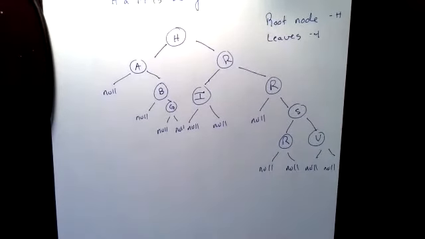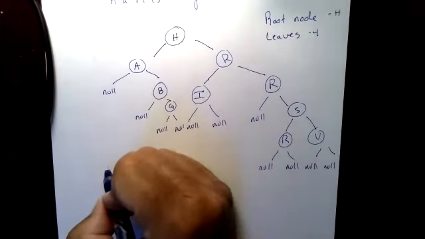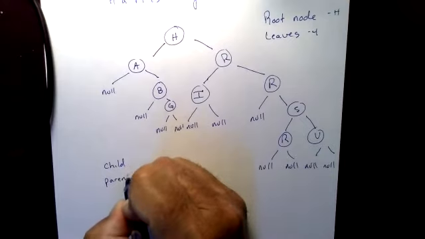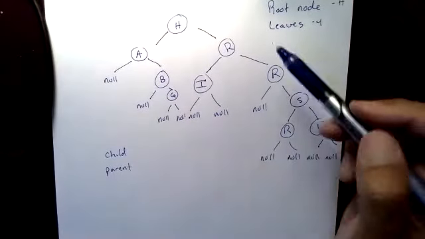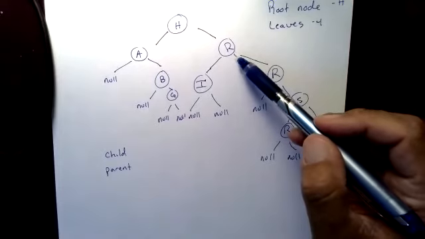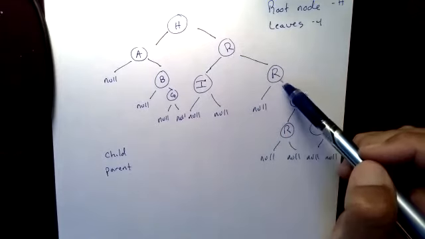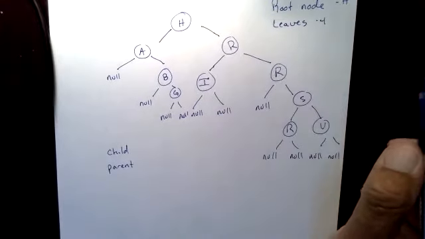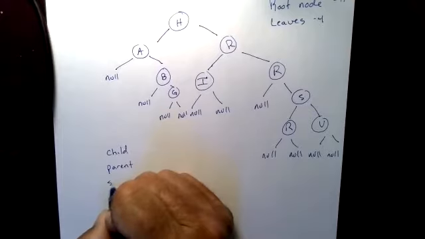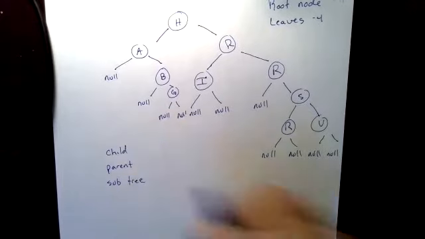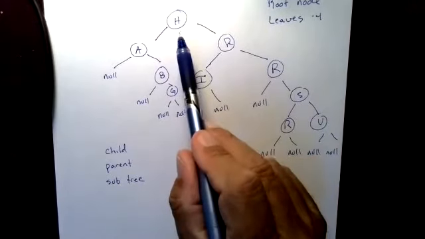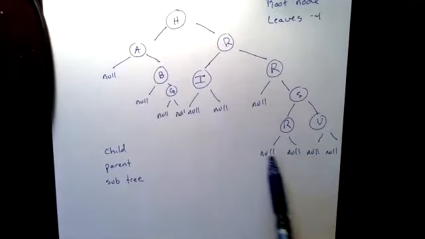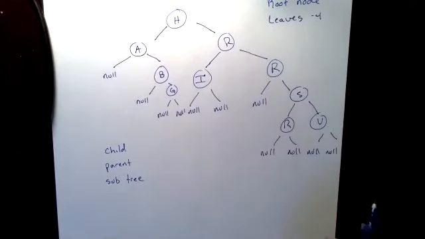What else do we have going on? We have terminology. We have a child and a parent. I take a look at R. R is a parent to I and to R. R is a child of H. We mentioned the other day something about subtrees. Does H have a left subtree? That's everything over here. Does H have a right subtree? That's everything that's over here.